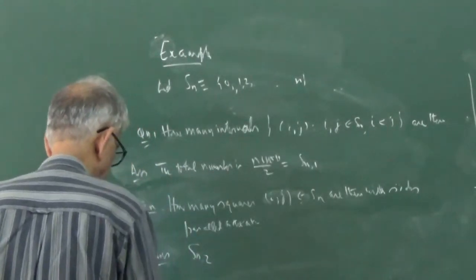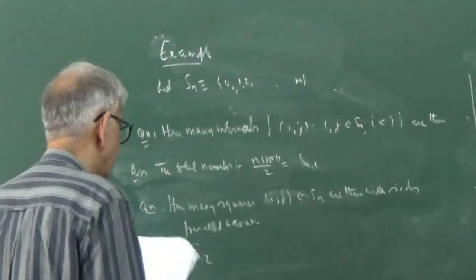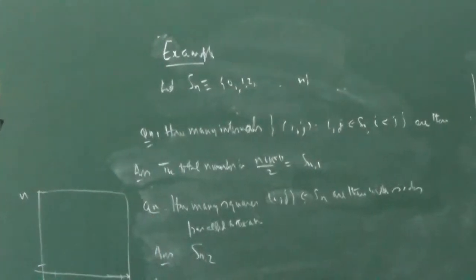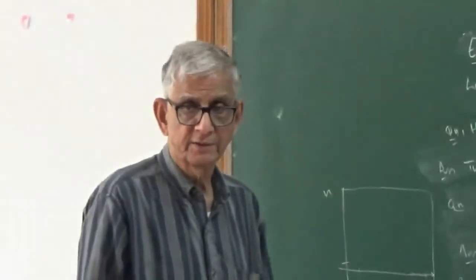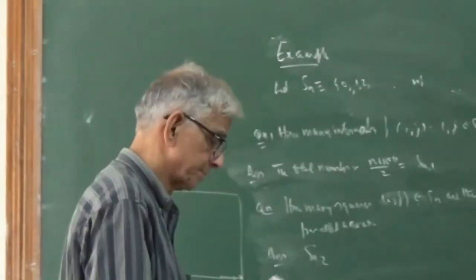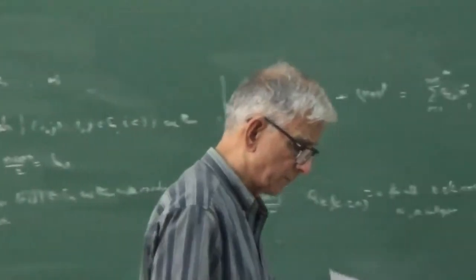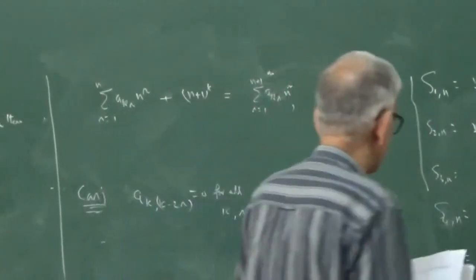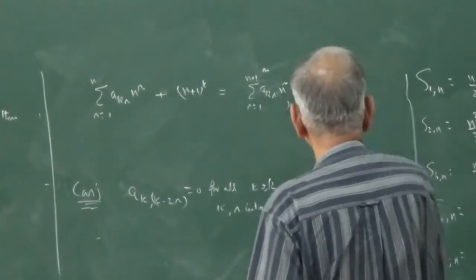And then similarly you can answer the third question. How many cubes are there with sides parallel to the axes and lying in the integer lattice? The answer is Sn3. Those are not easy propositions to prove, and the reference to them is the following.